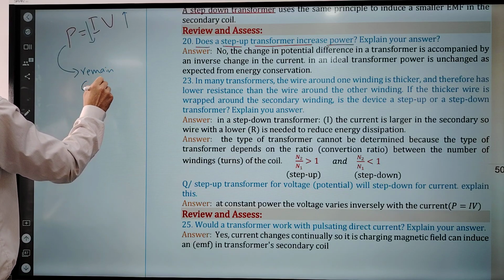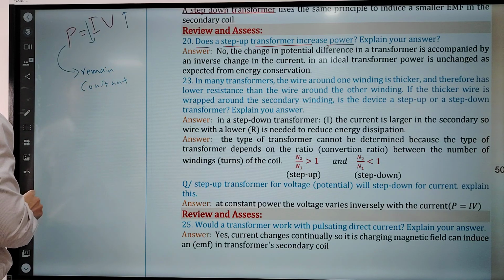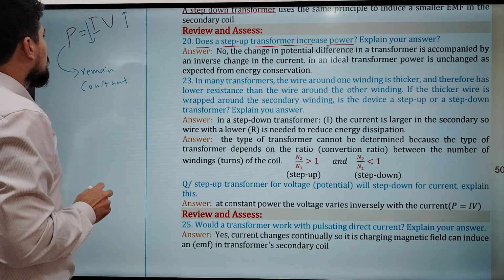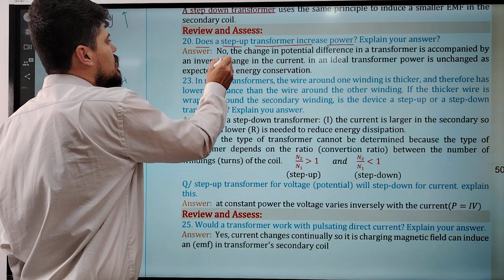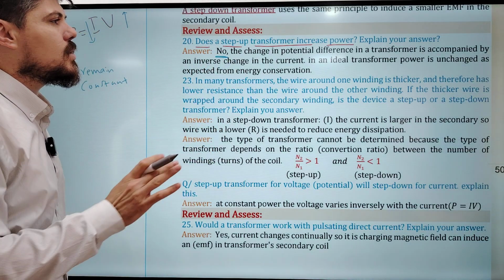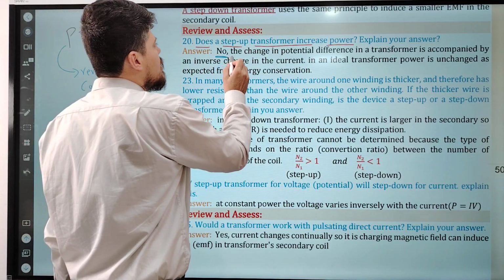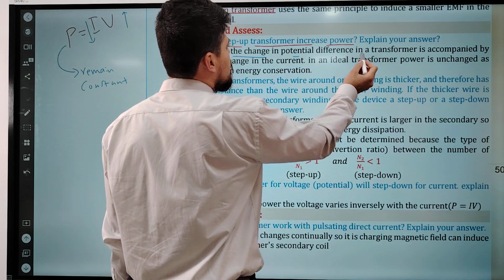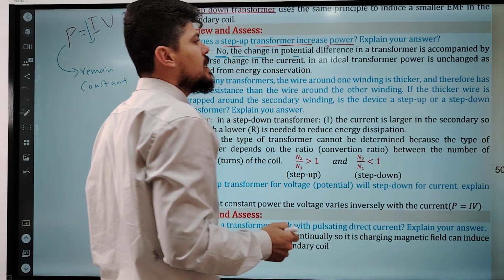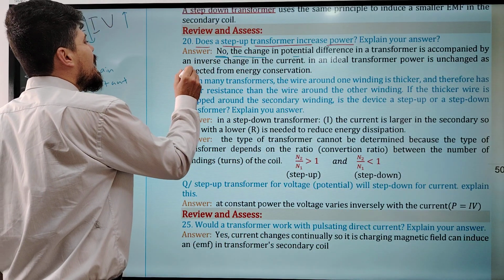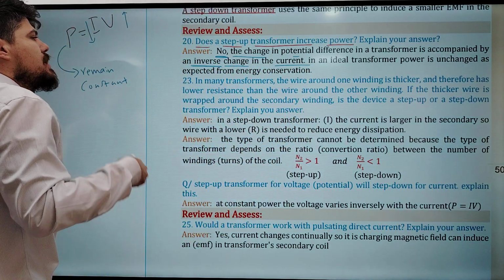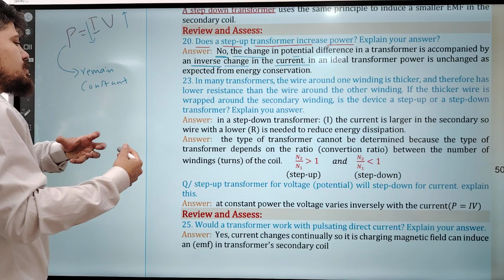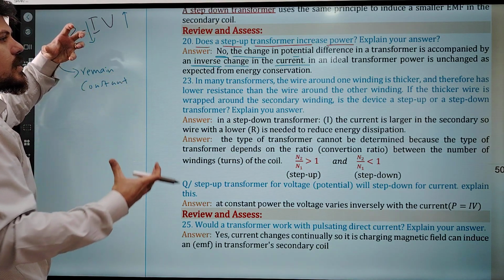Power remains constant, because according to this equation there is an inverse change between the potential difference and the current. No, the step-up transformer cannot cause an increase in power. The change in potential difference in a transformer is accompanied by an inverse change in current. What do you mean by an inverse change in current? It means that when potential difference increases, the current decreases.